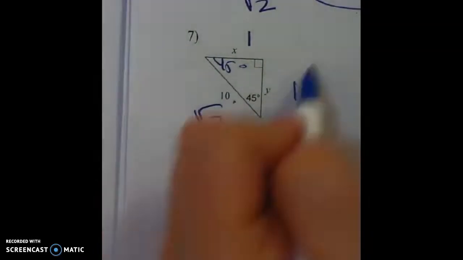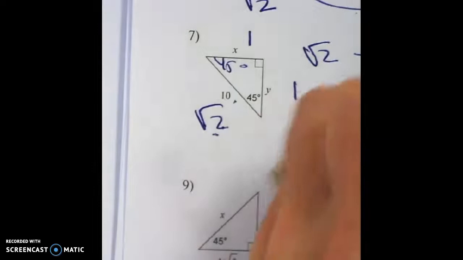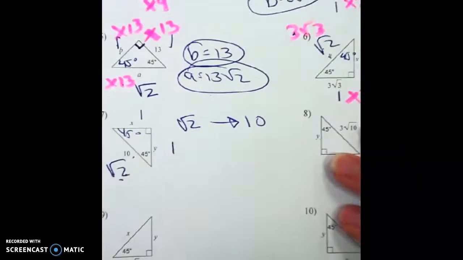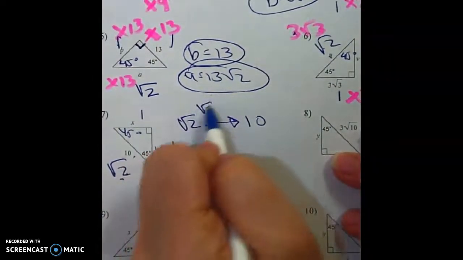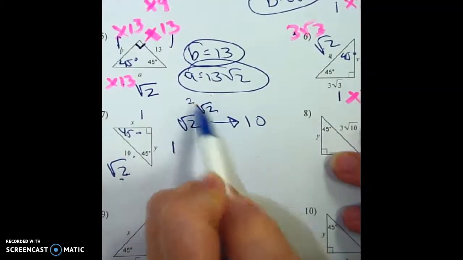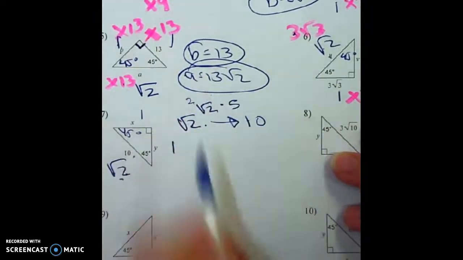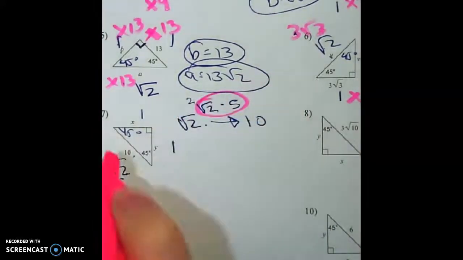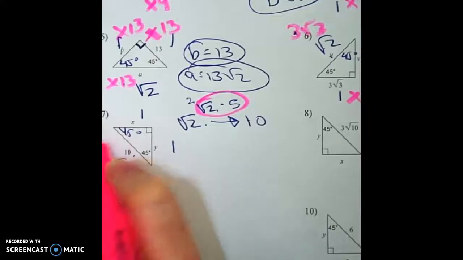So I need to go from a square root of 2 to a 10. Let me zoom that over a little bit. That means I would have to multiply it by square root of 2, because the square root of 2 times the square root of 2 is 2, but I need to get to 10. And then I also need to multiply it by 5. Therefore, my ratio is times 5 square root of 2.